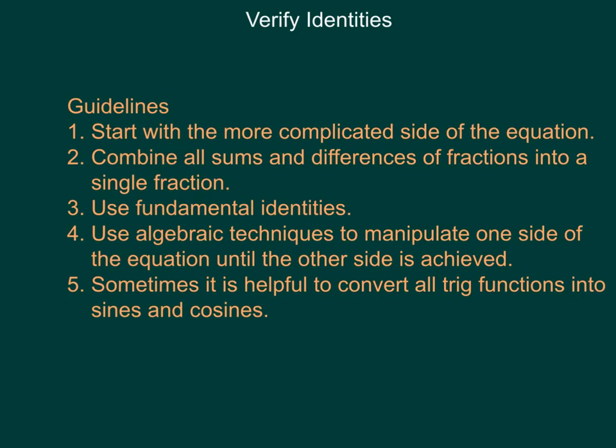Another thing, and it's not always going to be the case, but sometimes it is helpful, is to convert all trig functions into sines and cosines. You have identities that do that. You know secant, cosecant, tangent, cotangent, what they are with respect to using just sines and cosines. So sometimes that's what you're going to want to do.